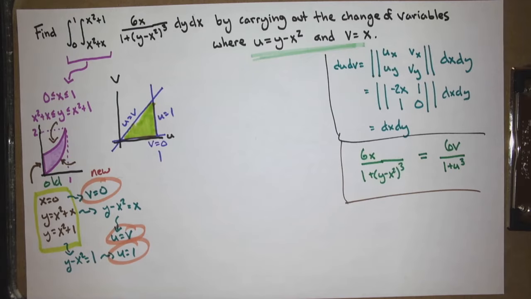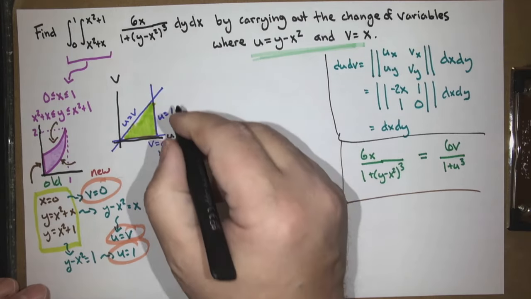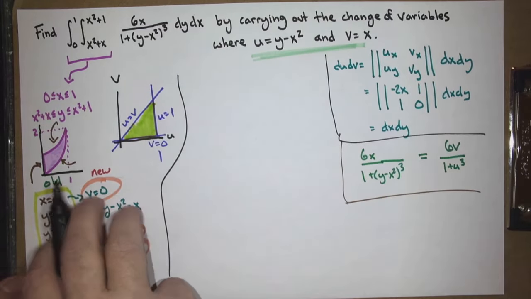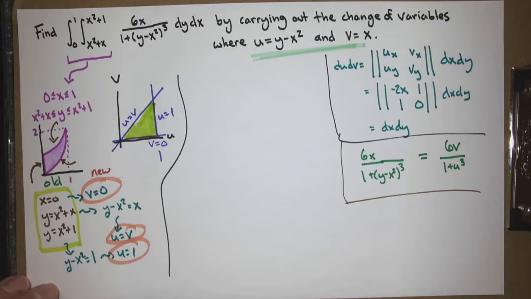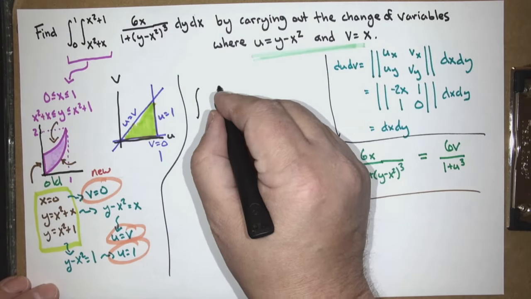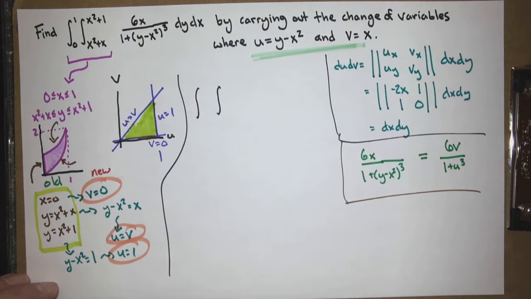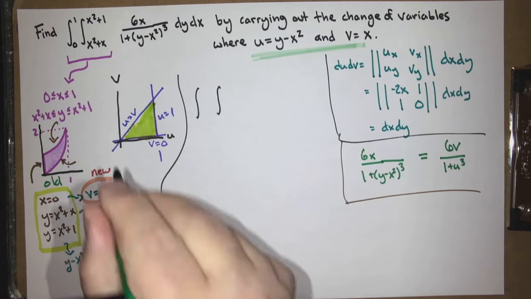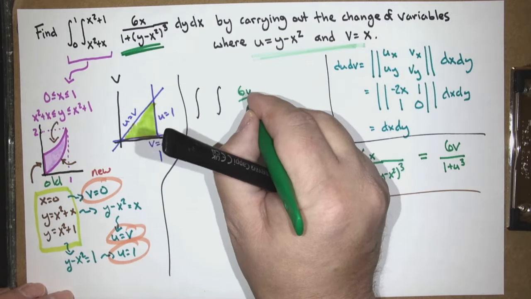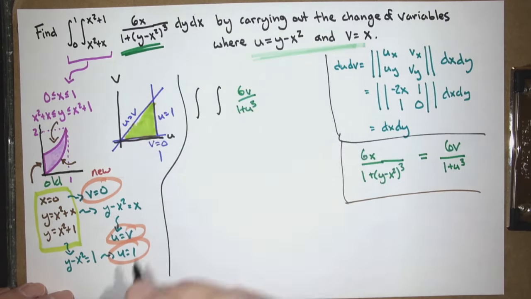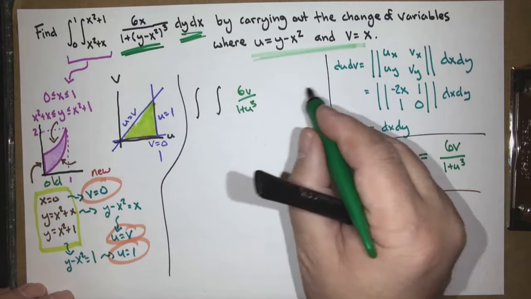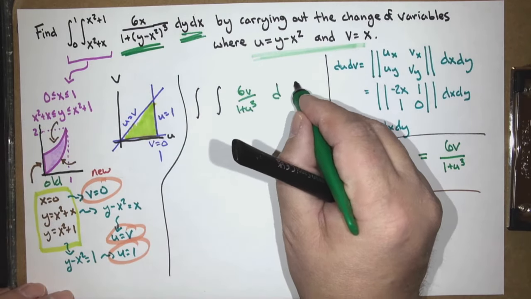Okay, so we have all of our pieces in place. How do we break things up? Our function and our boundaries. So we put it all together. So we're going to do the integral. We'll start with our function. So our function becomes 6v over 1 plus u cubed. Our dx dy is going to be du dv, or dv du.